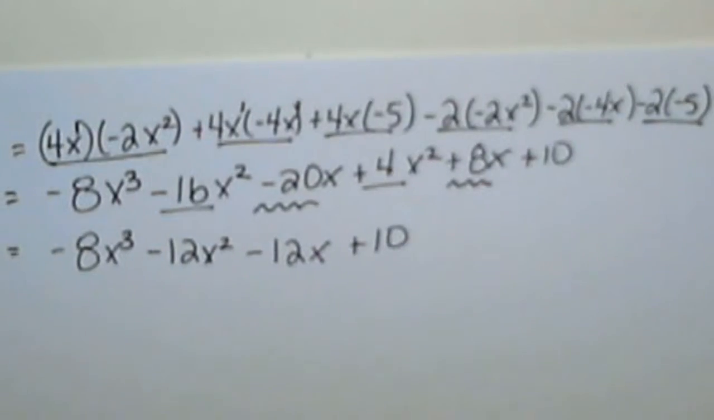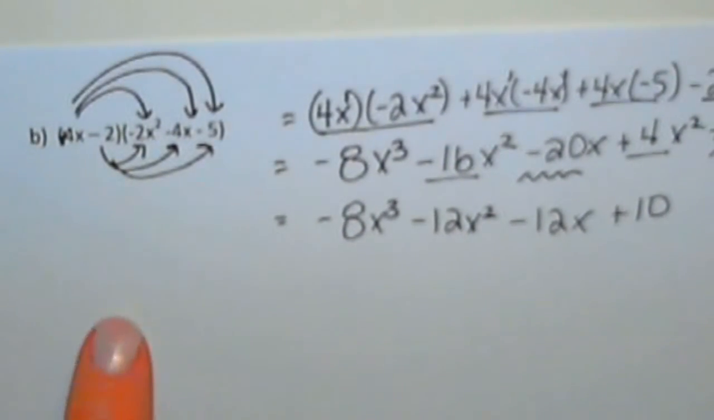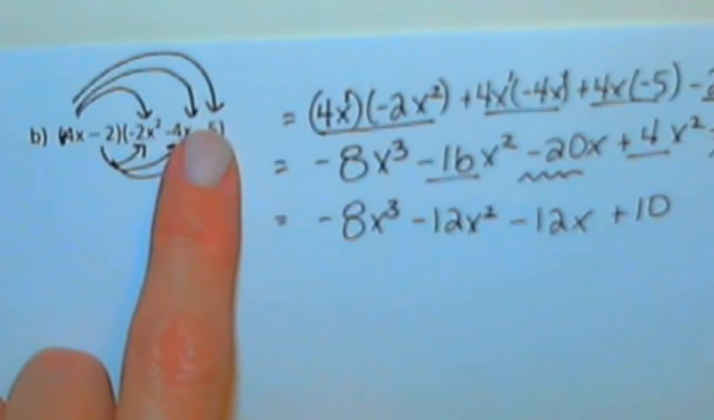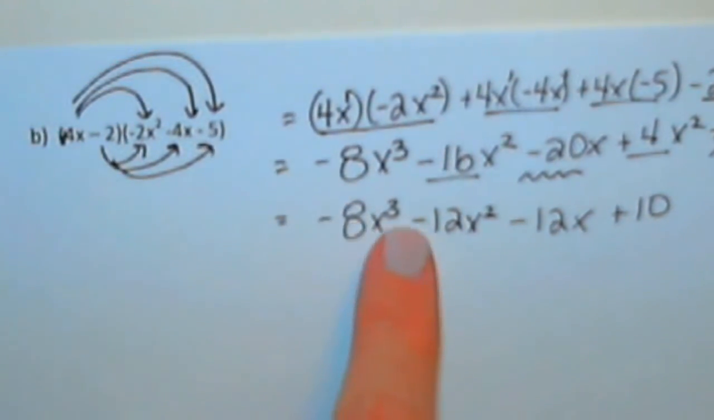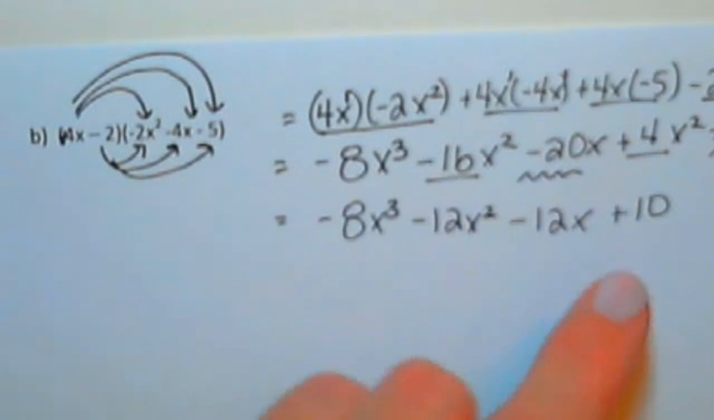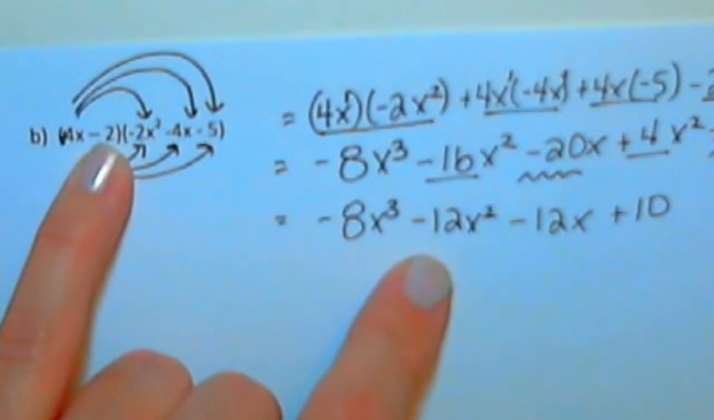And again, this one we won't verify, but if you were to verify, you would put a number in all the x's here. 1 or 2 is a good choice. Get your answer. Put a number into all of these x's. Get an answer. If these two answers are different, you made a mistake somewhere.